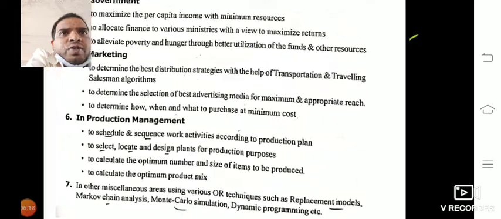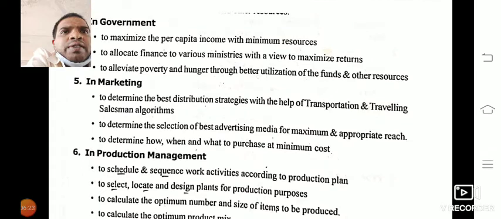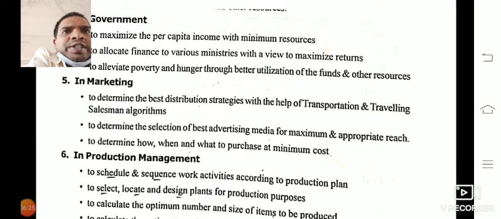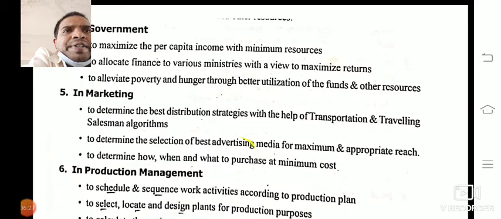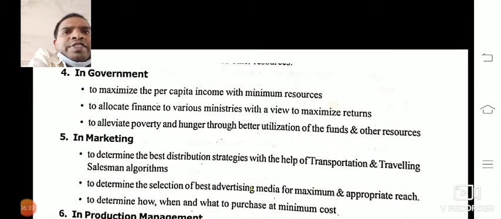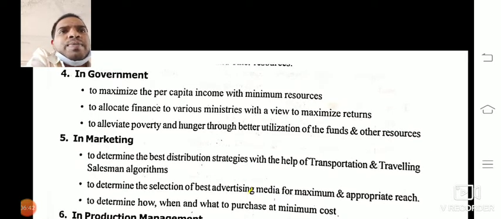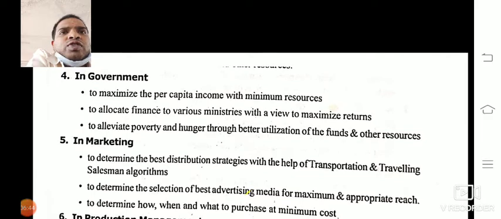The fourth application is in the government sector, where we use OR to maximize the per capita income with minimum resources. Next is to allocate finance to the various ministries, meaning various departments, to get maximum returns. And next is to alleviate poverty and hunger through better utilization of funds and resources.